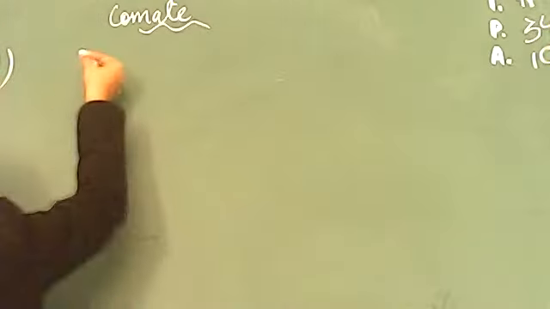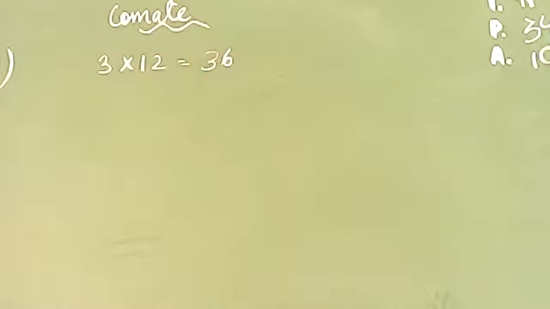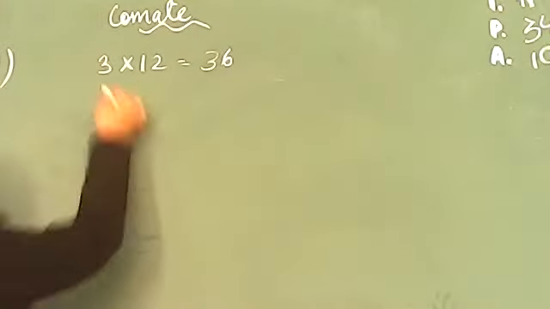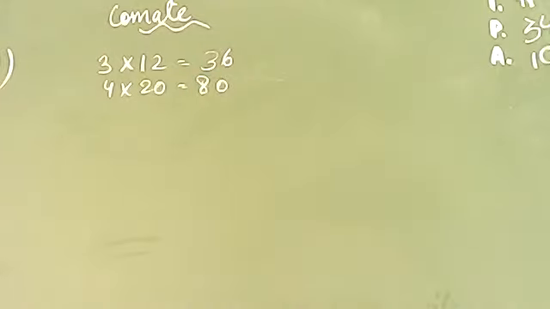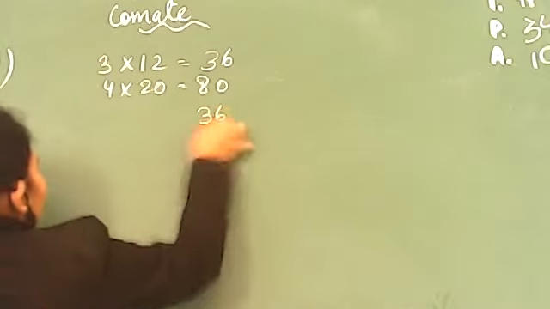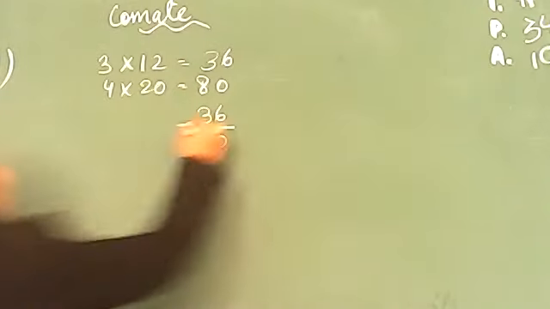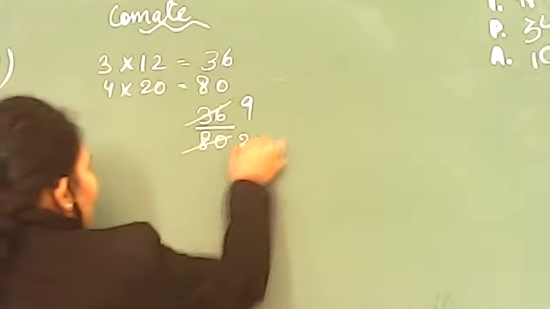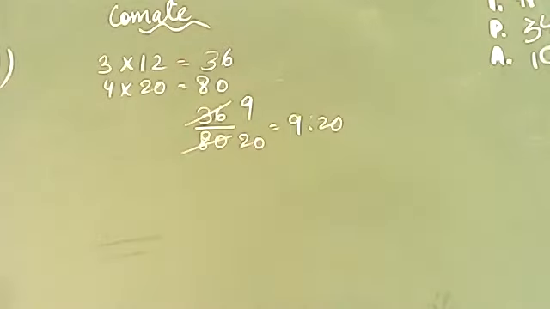Question number 1 is you have to find out the ratio between 3 dozen to 4 score. Remember, 3 dozen means 3 into 12, which gives you 36. 4 score, 1 score means 20, so 4 score will become 80. Now find the ratio of them. So it will become 36 by 80. You can cancel it by 4. 4 9s are 36 and 4 20s are 80. So 9:20 will become the answer of this particular question.